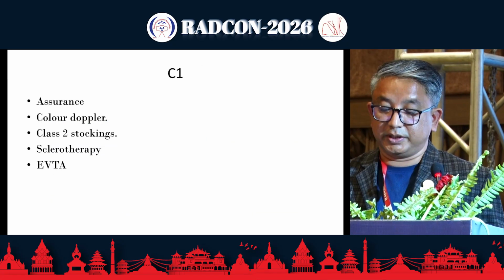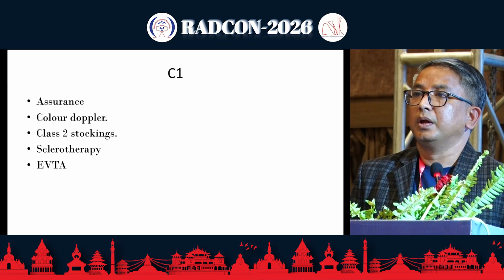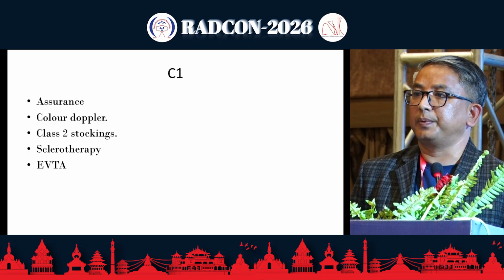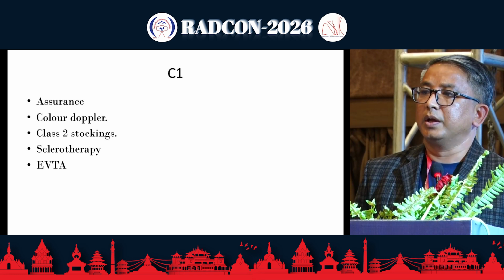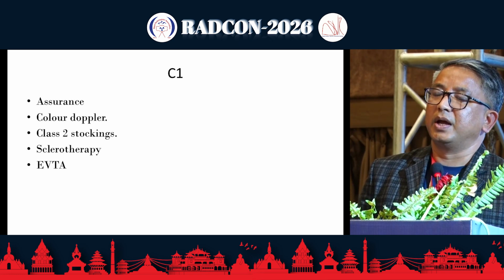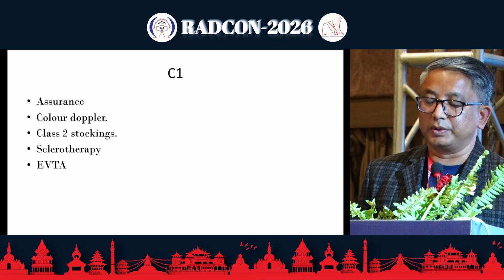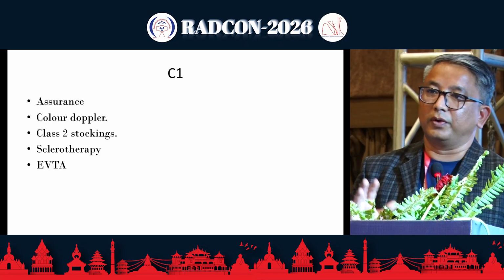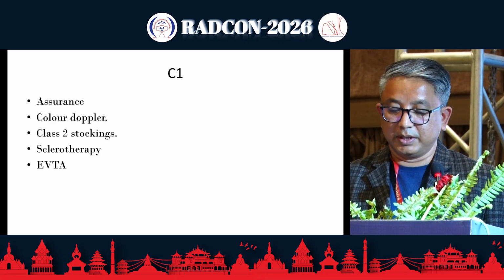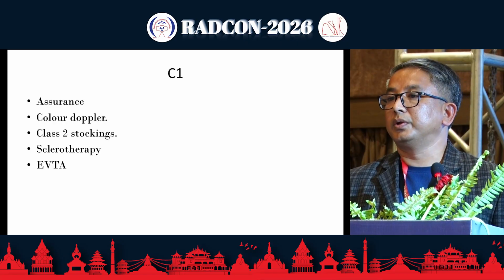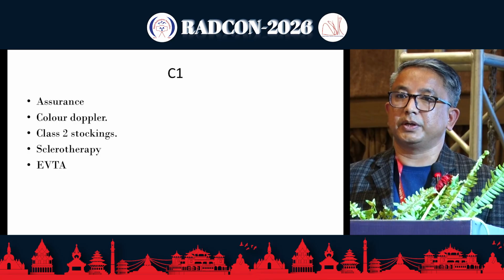So coming to C1, in case of C1 management, assurance is quite good enough. C1 is telangiectasia or reticular veins, spider veins in the limbs. Most of these cases have no symptoms, they only worry about cosmetic purposes. So if they have cosmetic concerns, you go for treatment. Otherwise, just assurance or class 2 stockings is quite good enough. And always do the color Doppler to look for the incompetent perforator, incompetent SFJ or SPJ.